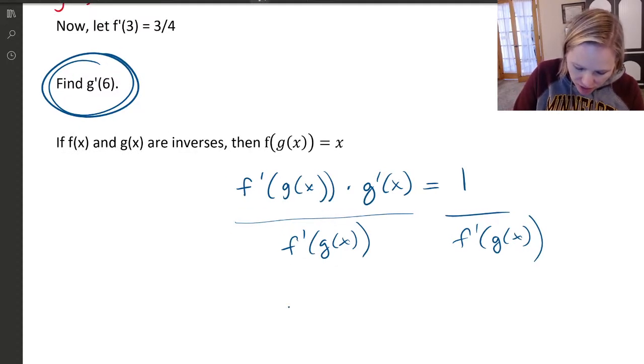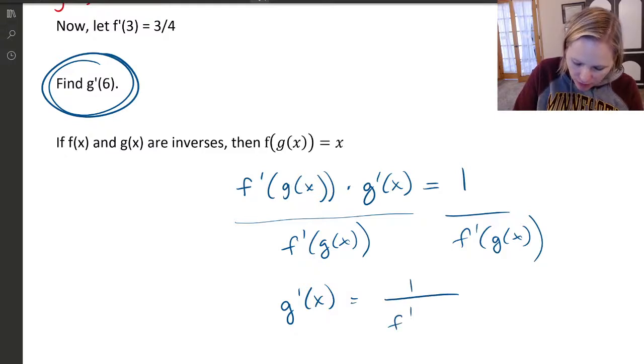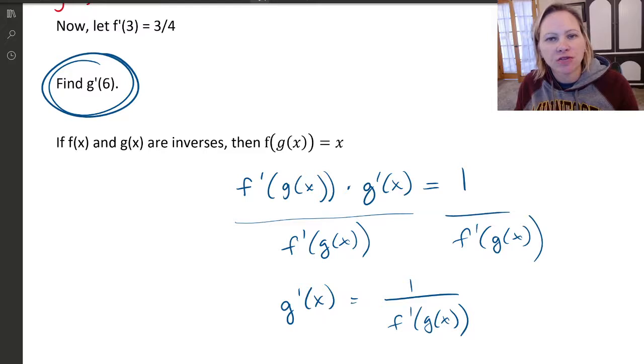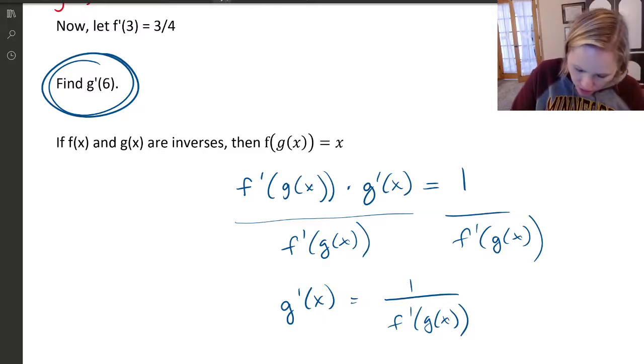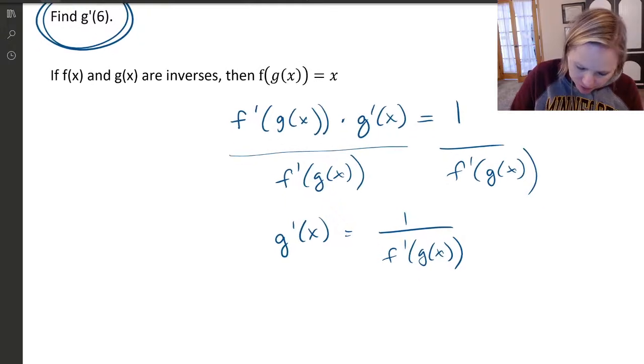And so now I have this statement, g prime of x equals 1 over f prime of g of x. Okay, now I have my general statement. Now I'm ready to find g prime of 6. So if I want g prime of 6, well, that's just 1 over f prime of g of 6.